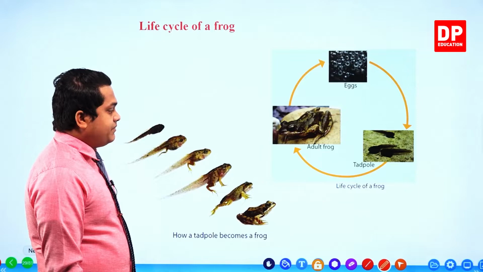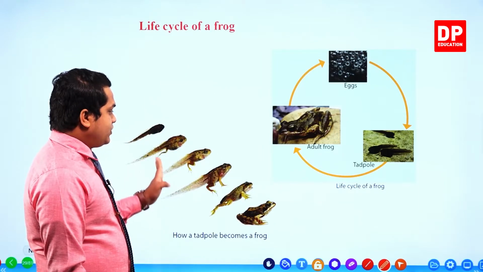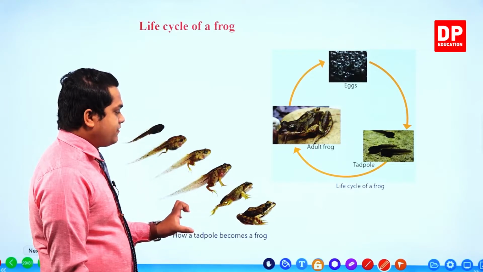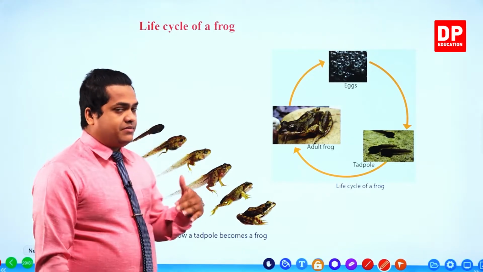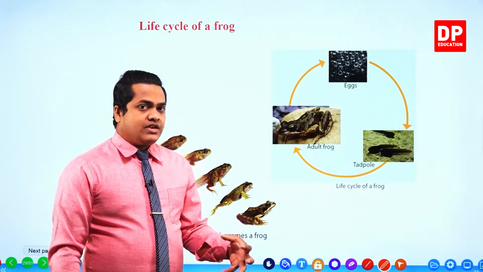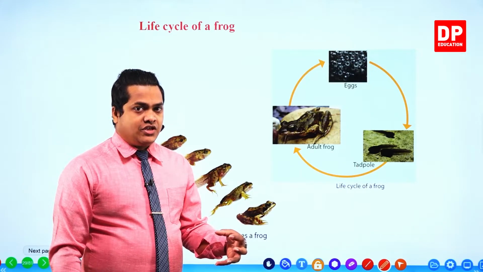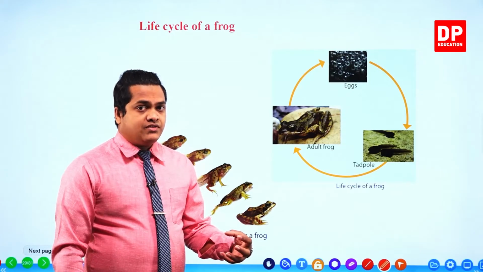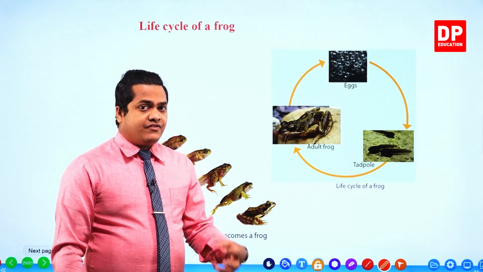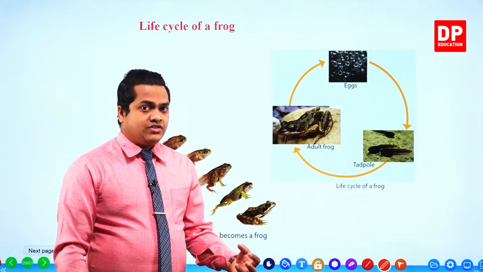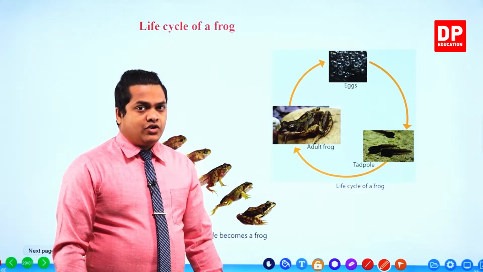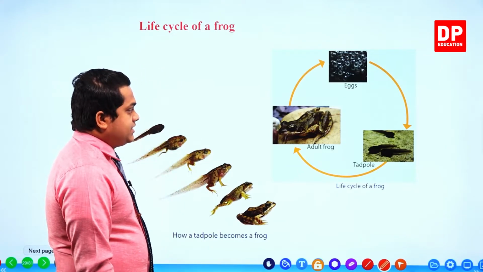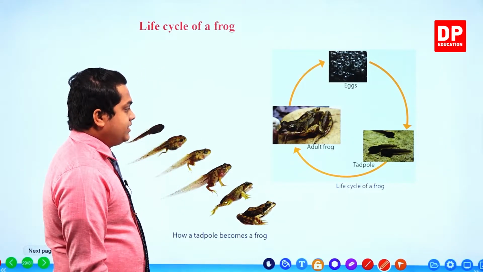It's very simple, but as you can see here, different stages and different structures of the frog can be observed as time passes by. Especially not the frog, the tadpole is the one going through different changes within the body structure in order to convert into a frog. So this is the life cycle of a frog, my dear children.